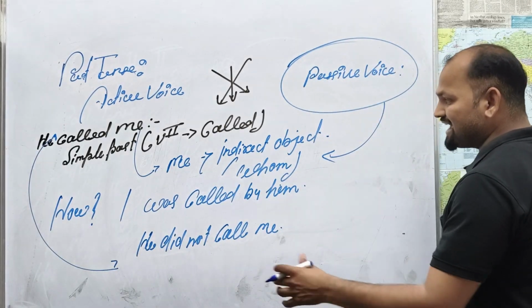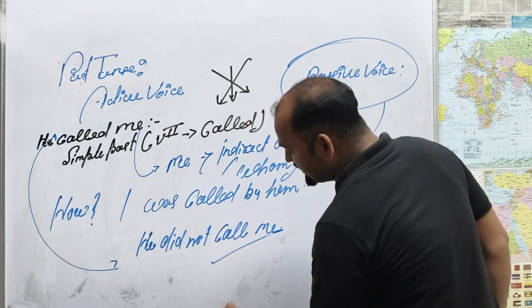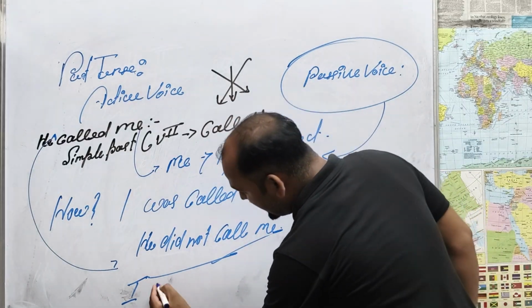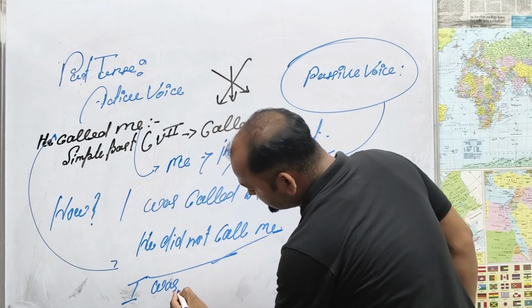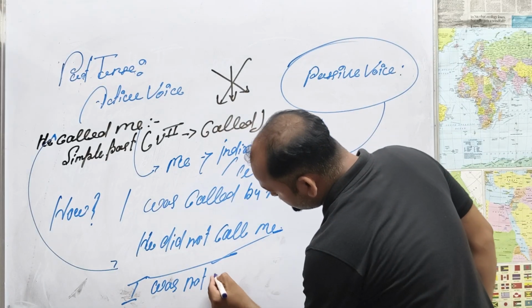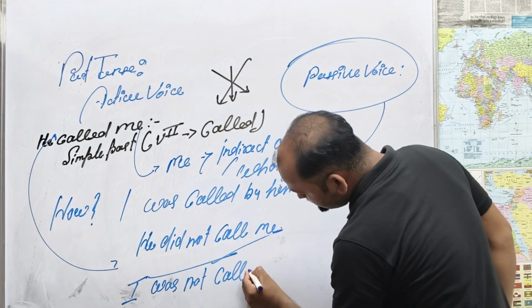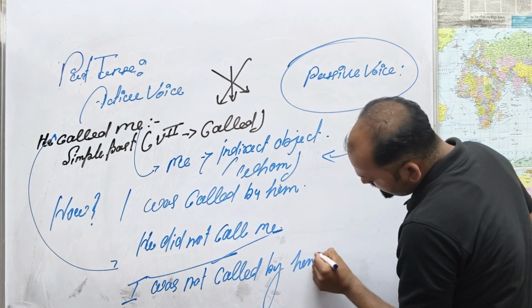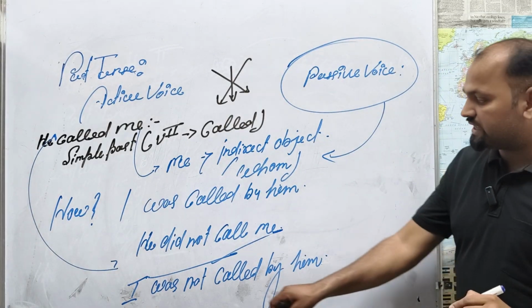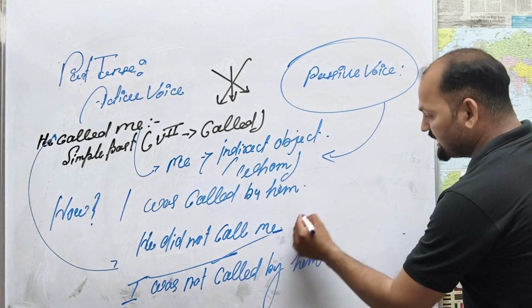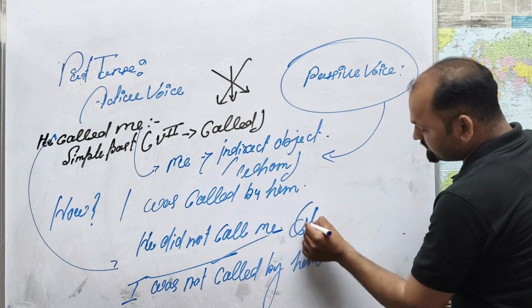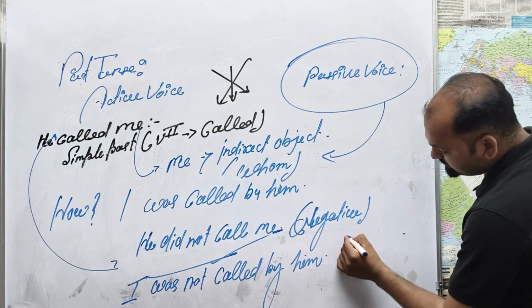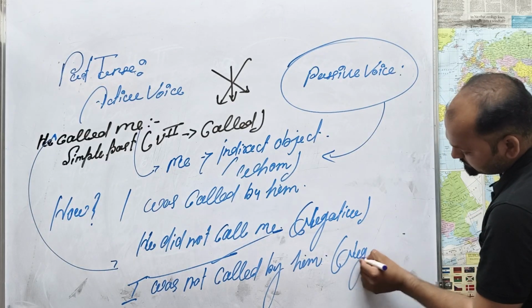How to change it? As usual. So me for we can write here I. I, and accordingly I was not called by him. Okay, this is called the negative statement. What is this? This is called the negative. So negative for negative.